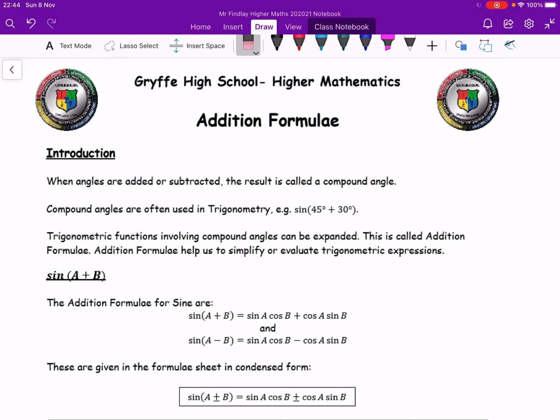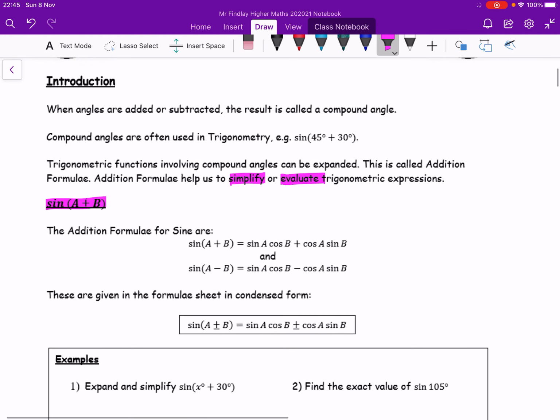Grade 5 pupils, here's our first video on the addition formula, and in this particular video we're looking at sine of A plus or minus B. These formulas are used to simplify or evaluate trig expressions. Two formulas: we have sine A plus B, where we have the consistency of a plus, and we have sine A minus B when we have the consistency of a minus.